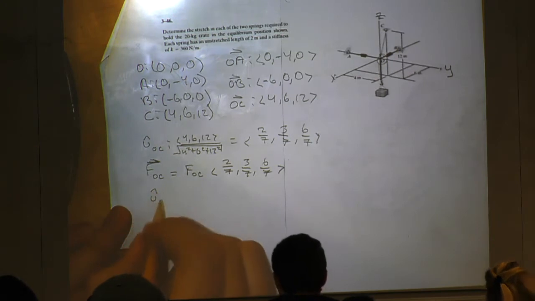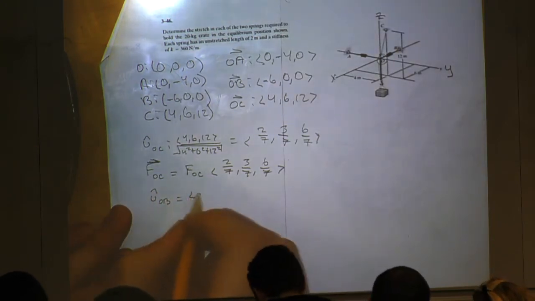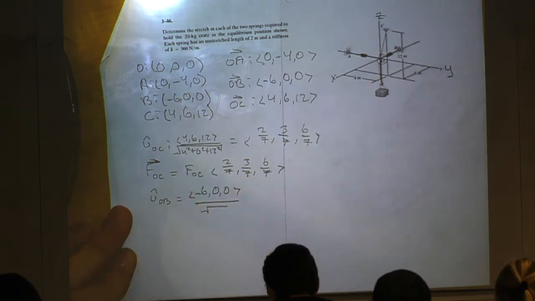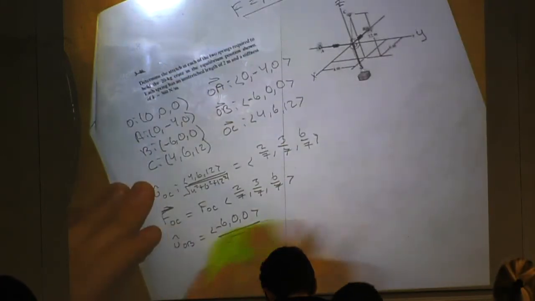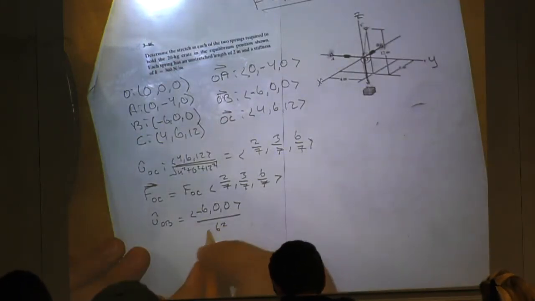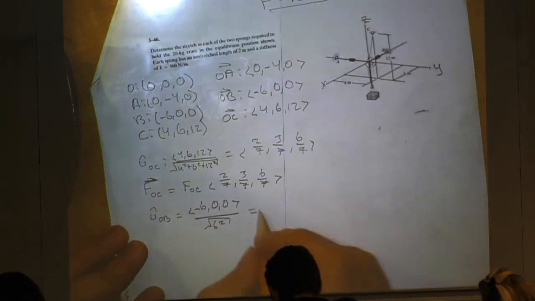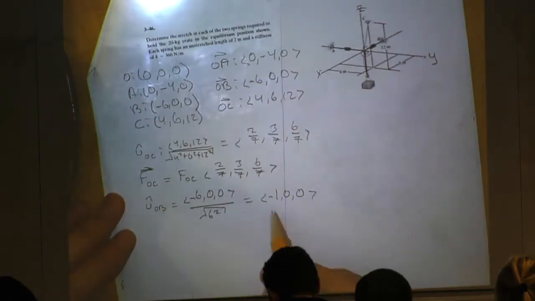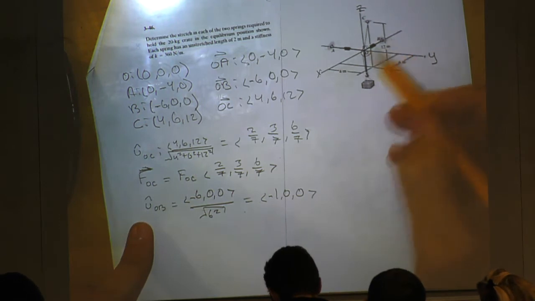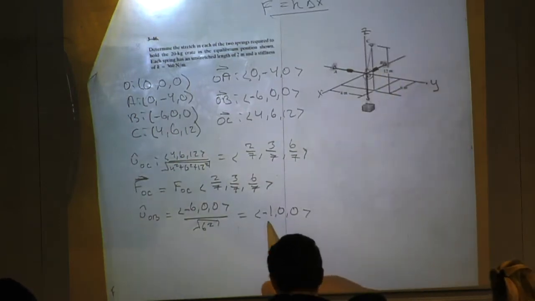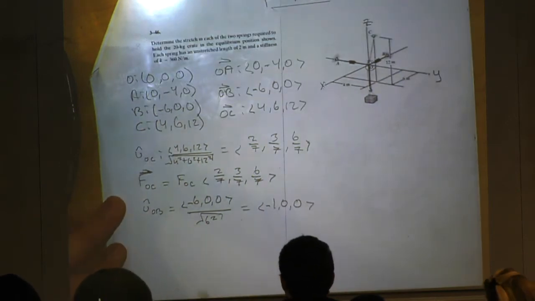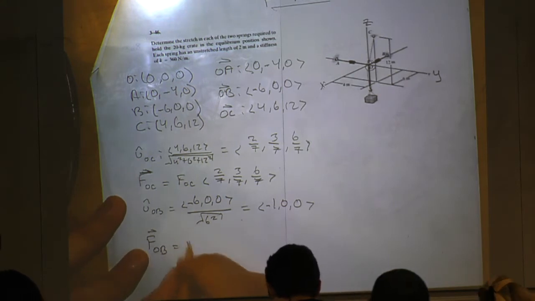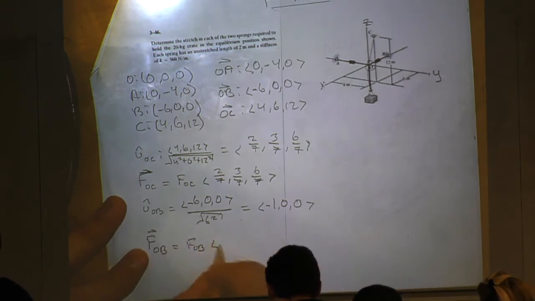Now I'm going to go to the unit vector O to B, which is negative 6, 0, 0 over the magnitude. The square root of 6 squared is 6, so I have negative 1, 0, 0. Remember we said earlier this one was only lying along the x-axis, so it makes sense that our unit vector is just negative 1 in the x. The vector of force is equal to the magnitude times the unit vector.